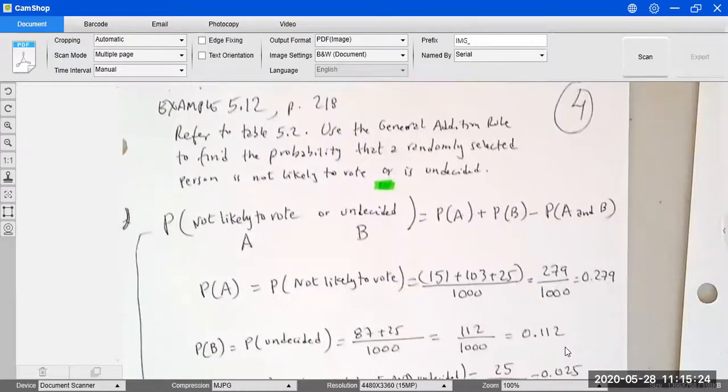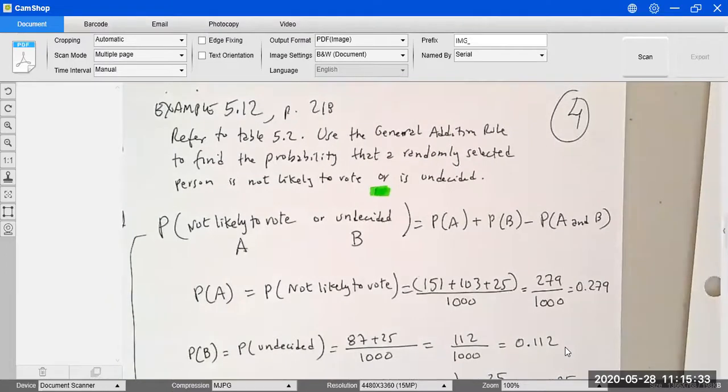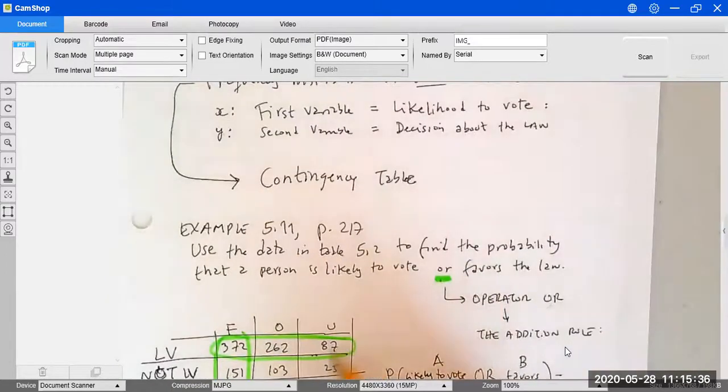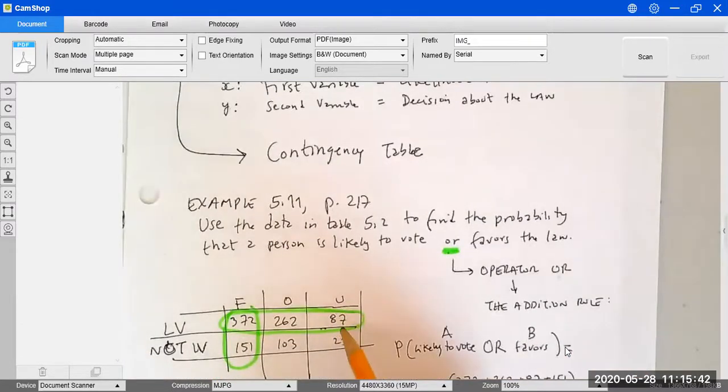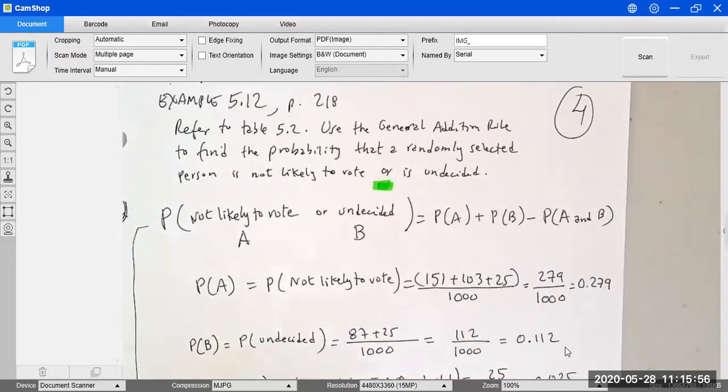Now, the probability of the other event B, the probability that the person is undecided about the law. So now we need to check the column for undecided people. So this is the column for undecided people. There are 87 people plus 25 more people. So we're going to add those two values, 87 plus 25, divided by 1,000. And remember, don't forget adding parentheses if you're going to use R or any calculator to enclose your numerator to prevent mistakes. So you get 112 over 1,000. So 0.112 is the probability of event B.